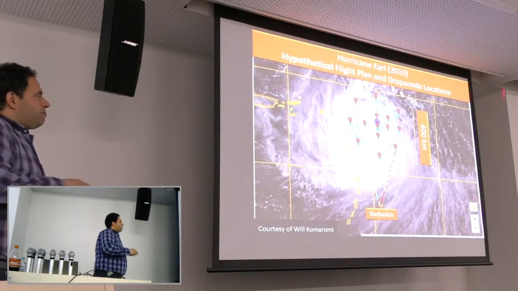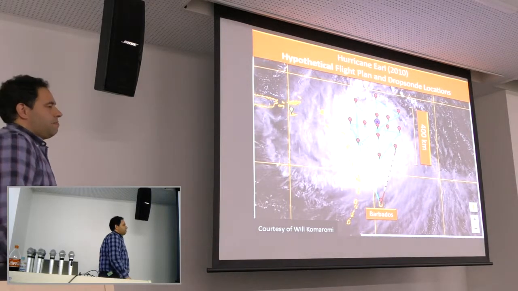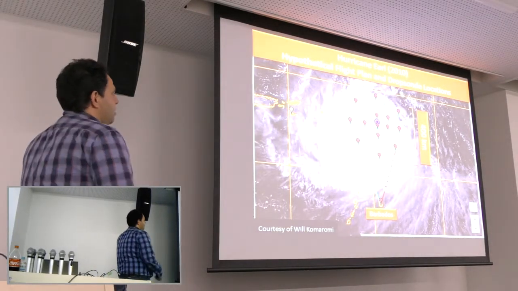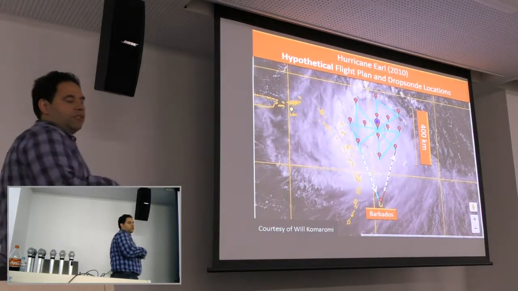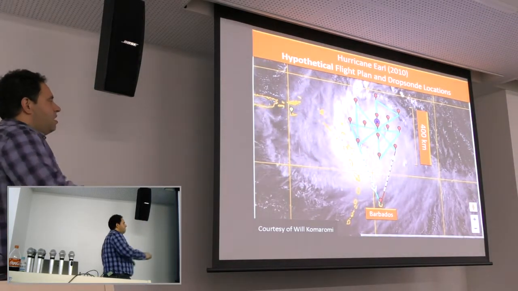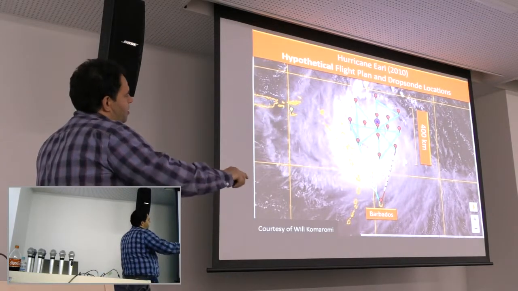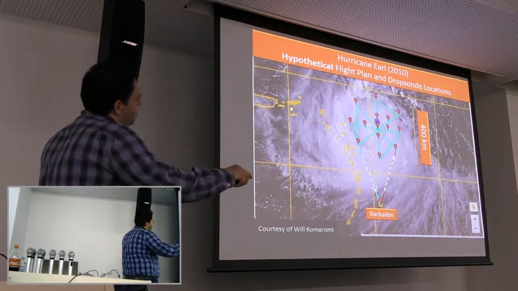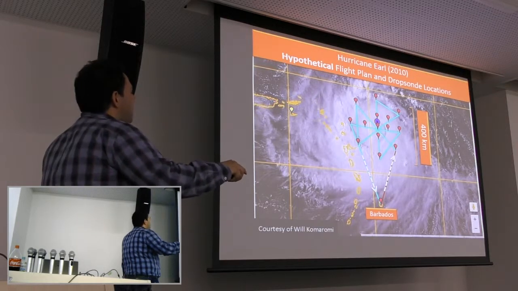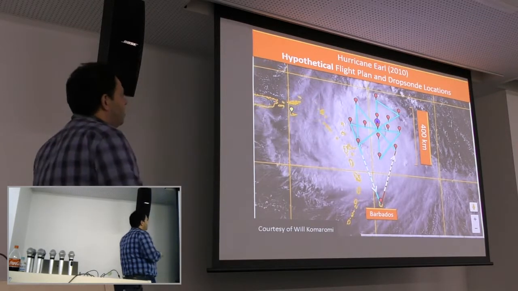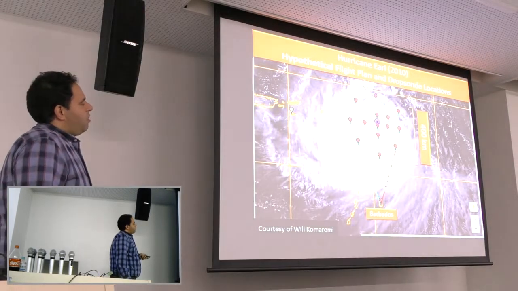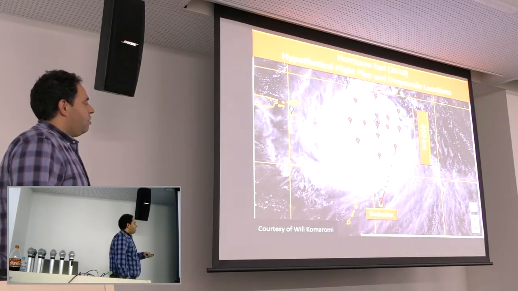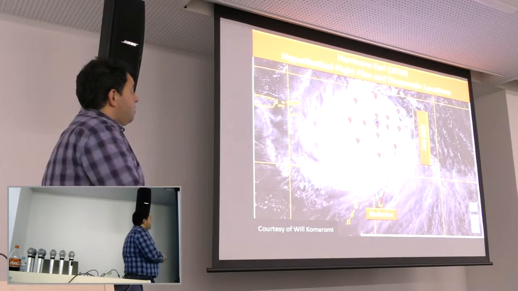So I want to use this plot just to illustrate how we typically sample hurricanes with dropsondes in the Atlantic. This is a satellite image of Hurricane Earl, the same storm I talked about in my last presentation. You can see that Earl is developing at this time. It isn't really that strong, maybe a Category 1 hurricane is my guess from this satellite image. This is a hypothetical flight track that my colleague at NRL, Will Komaromi, made this plot for me.